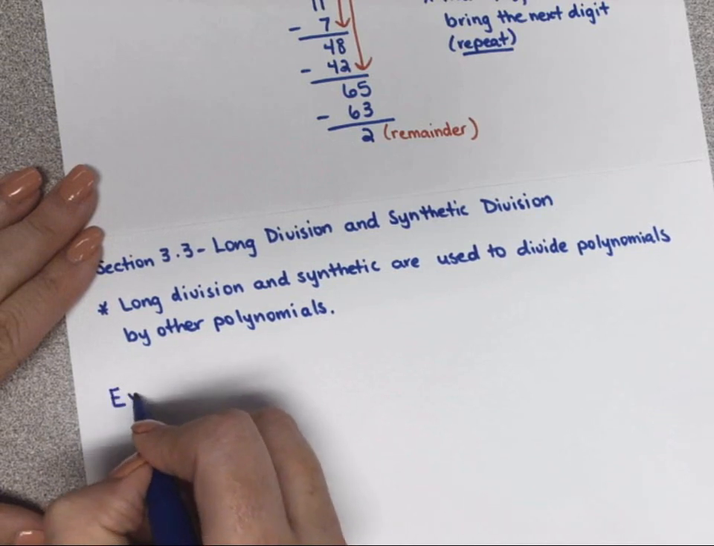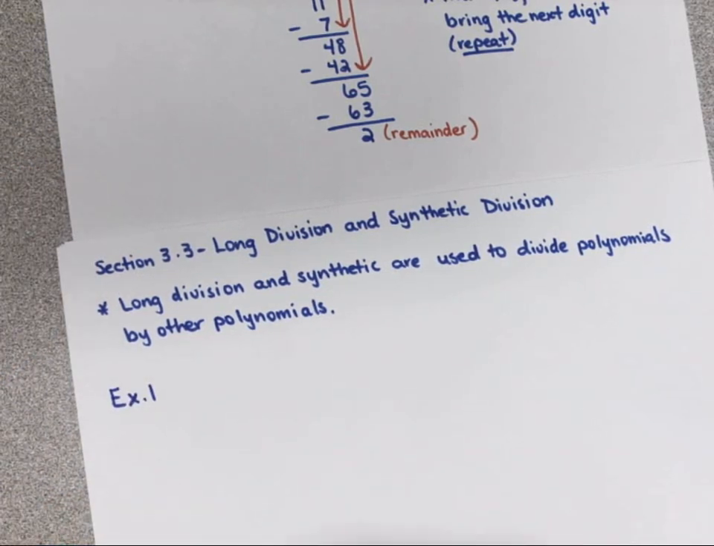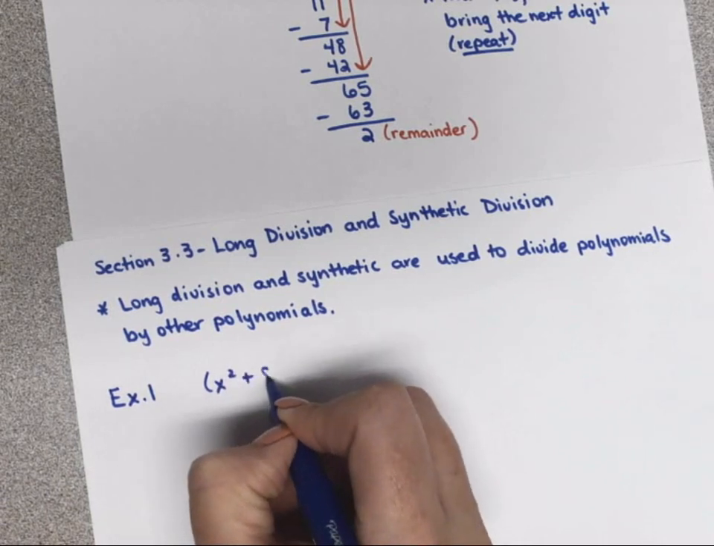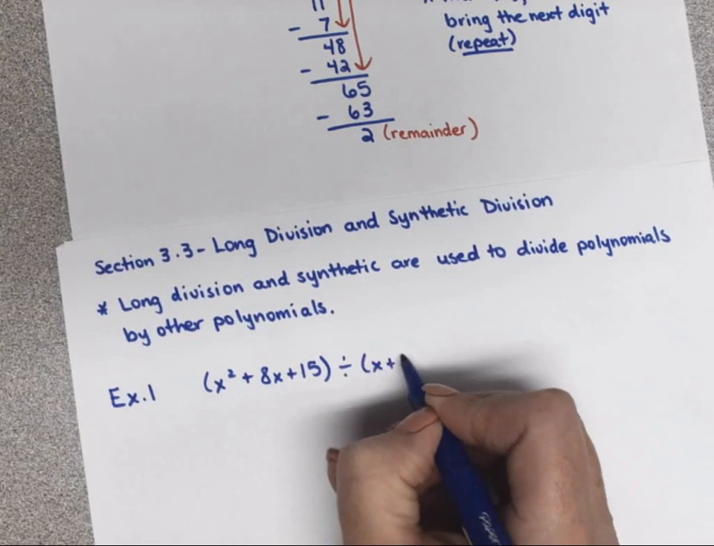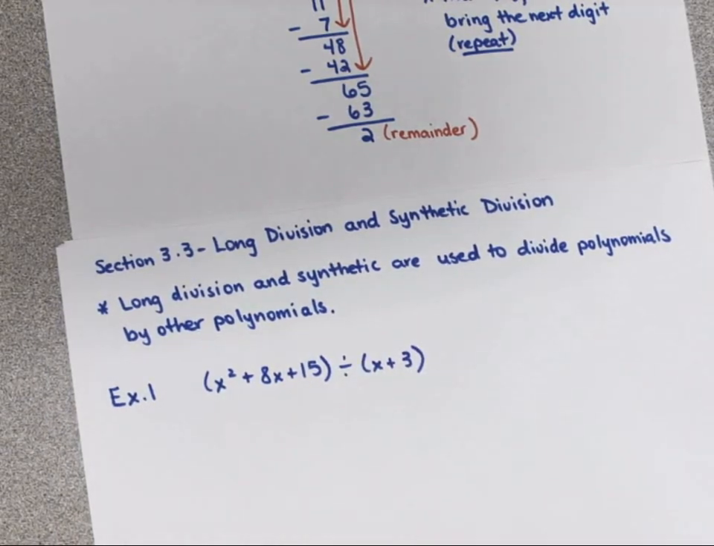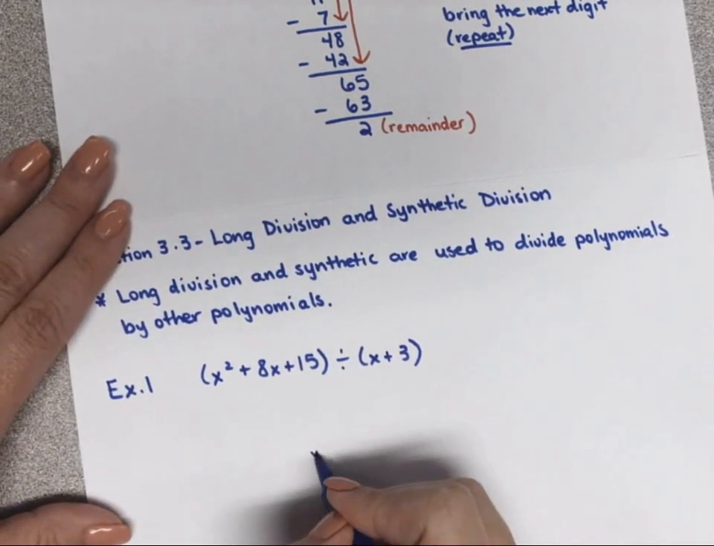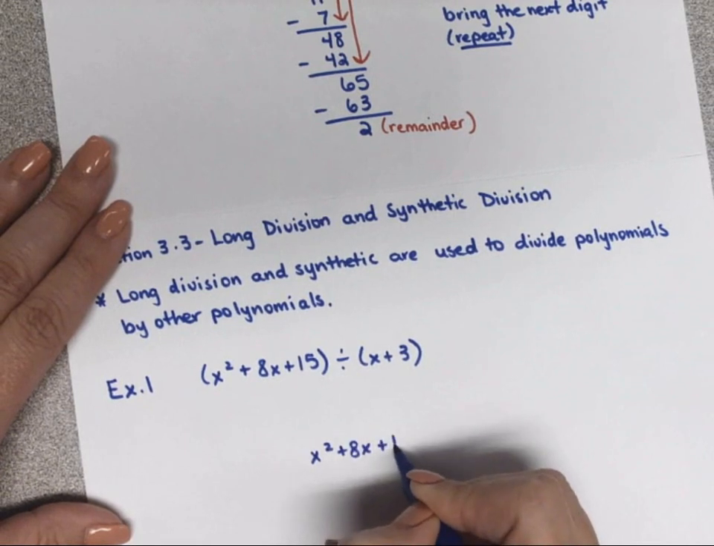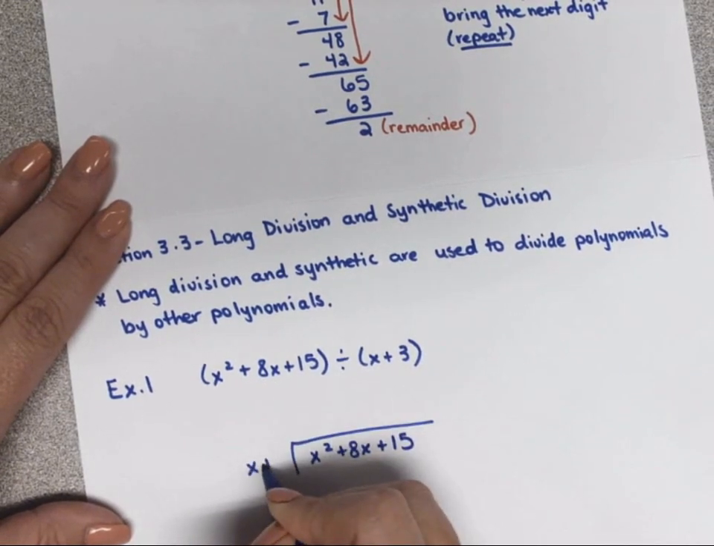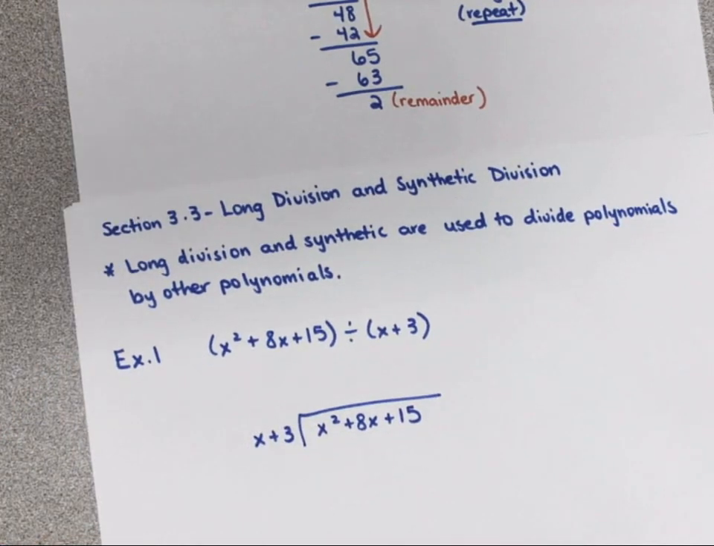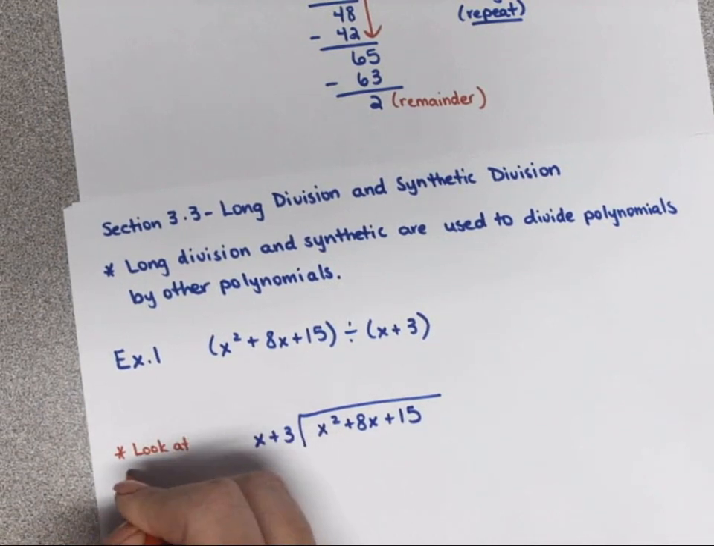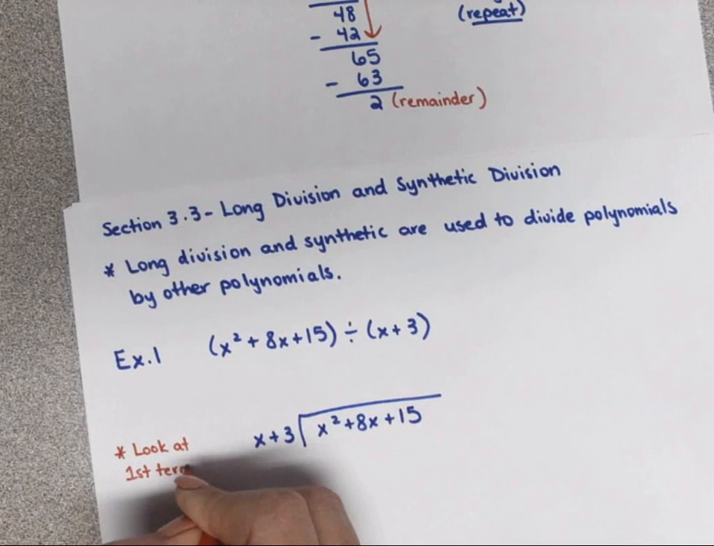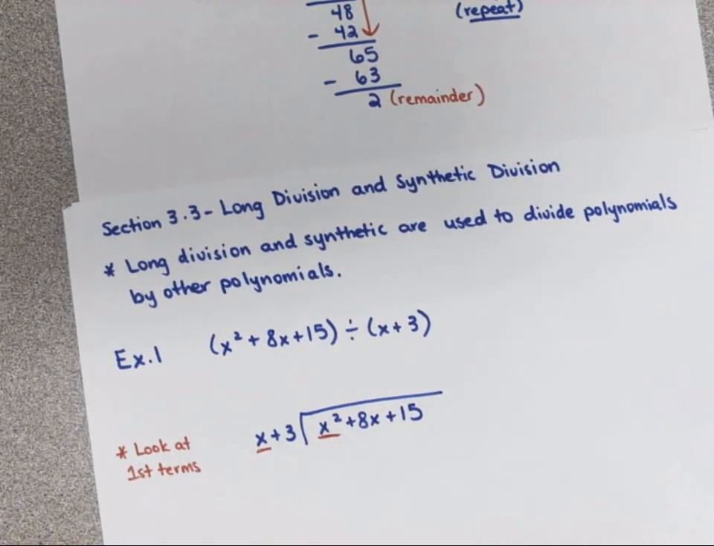Okay, so let's go through the process, and then we're going to talk about what we did. So let's say that I asked you to divide x squared plus 8x plus 5 divided by x plus 3. I promise if you could follow the warm-up, you can do the process we're about to do here. So the first thing we're going to do is set it up, just like we would if it was an old school number problem. And then one really good hint is to look at the first terms. So I'm going to underline those first terms.